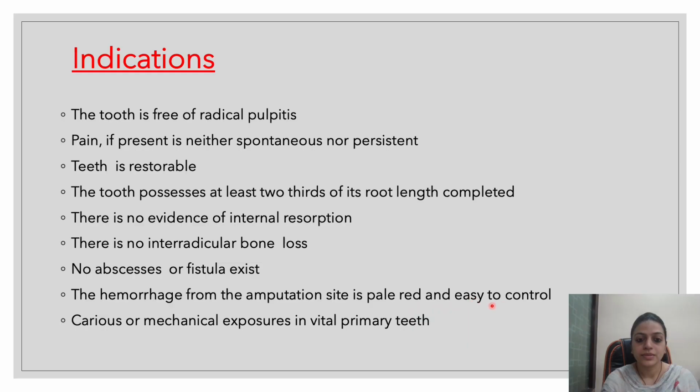to control. This is once we enter into the pulp chamber and remove the coronal pulp, the hemorrhage which happens should be easy to control. If it is sluggish or if it is purulent, then pulpotomy is not indicated. Then, caries or mechanical exposure in a vital primary tooth.